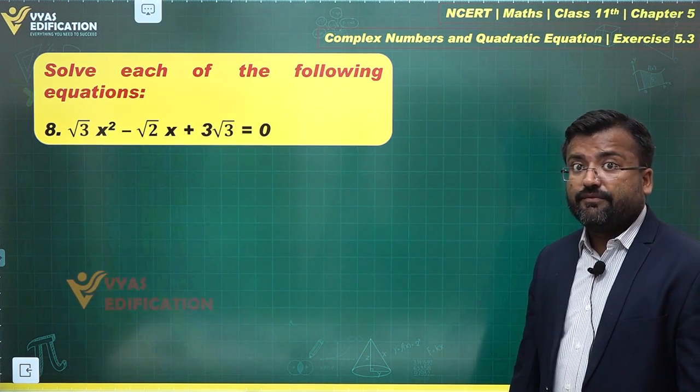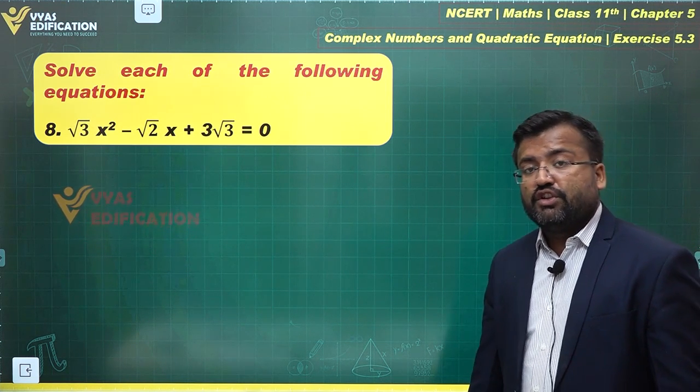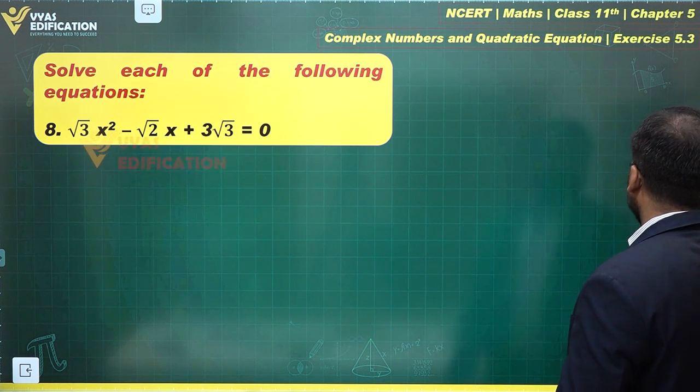Let's talk about this one. Root 3x square minus root 2x plus 3 root 3 equals 0. What happens in this question?